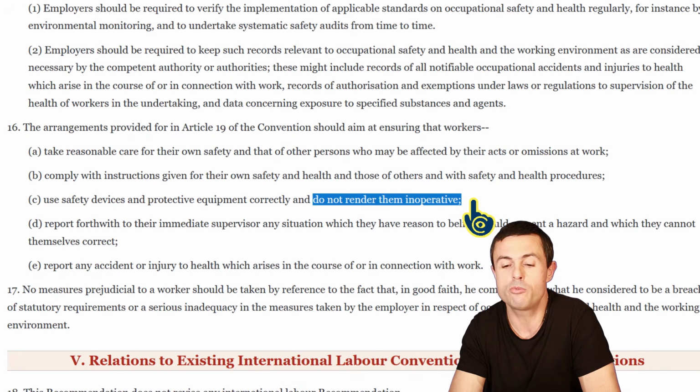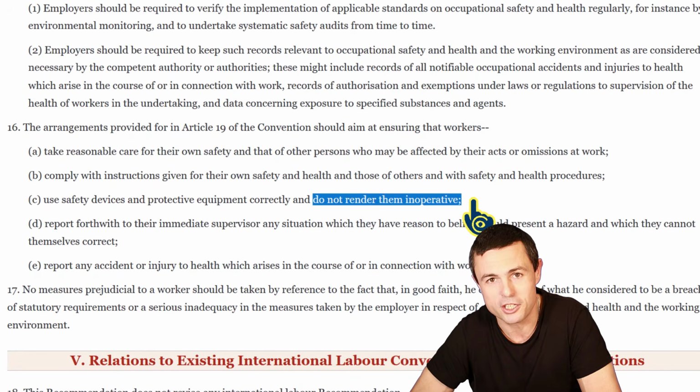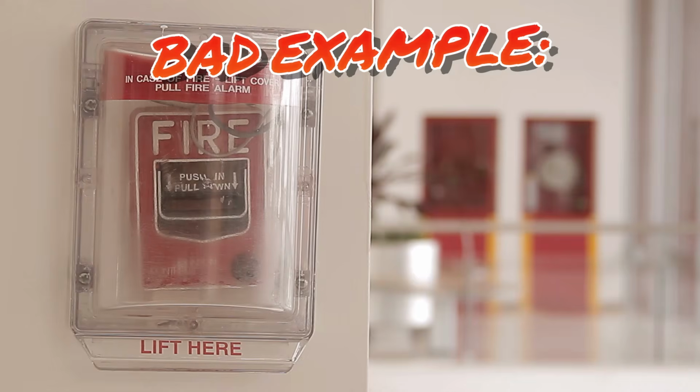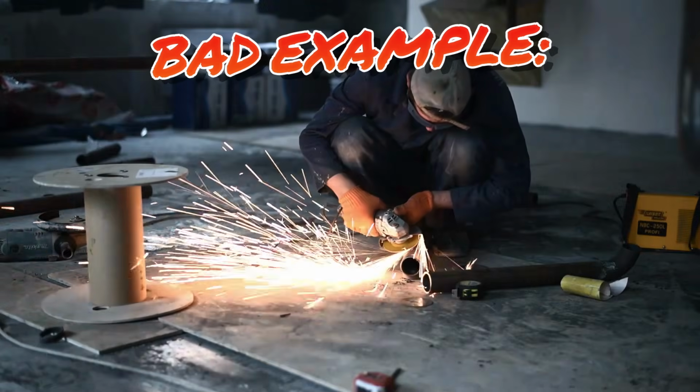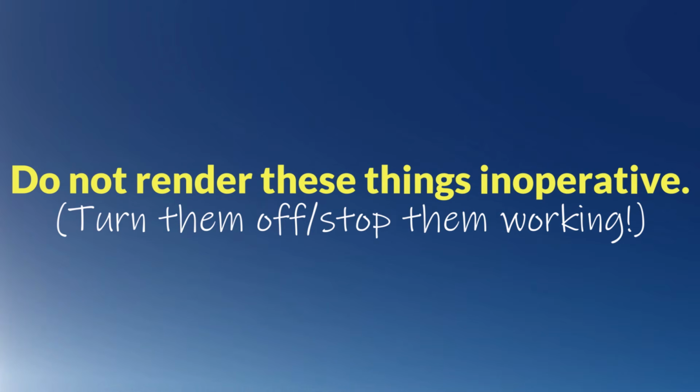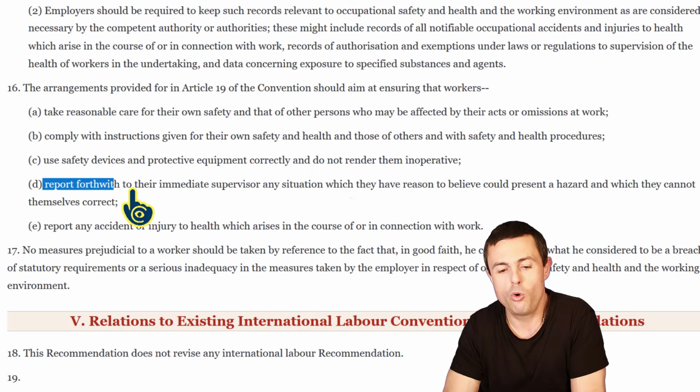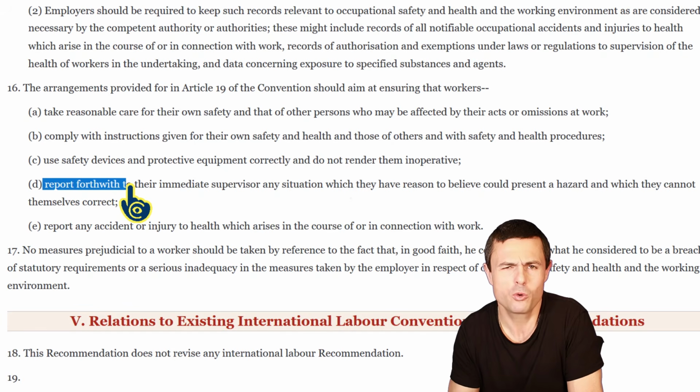Do not render them inoperative. Do not remove the guard. Do not bypass the interlock switch. Do not turn off the fire system because you're going to do some welding or grinding. Do not render these things inoperative. Do not sabotage the fire extinguisher for fun. Not a good idea. It says report forthwith, so report quickly.